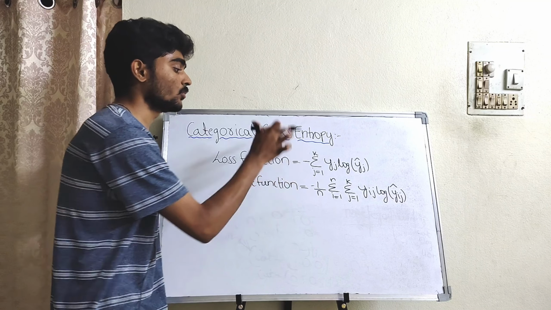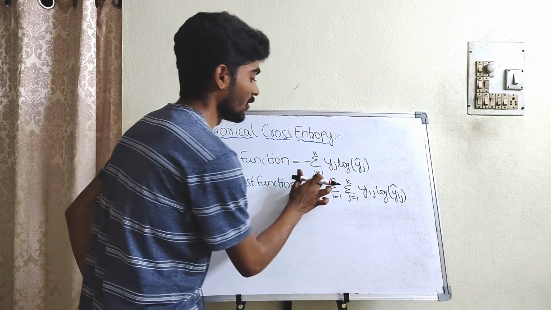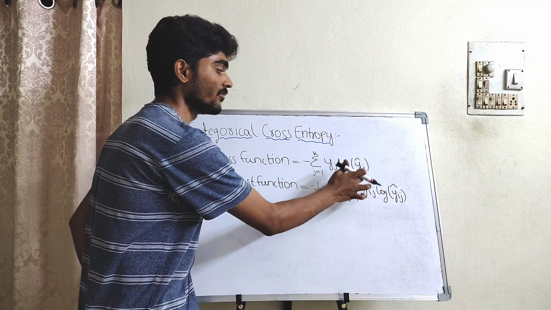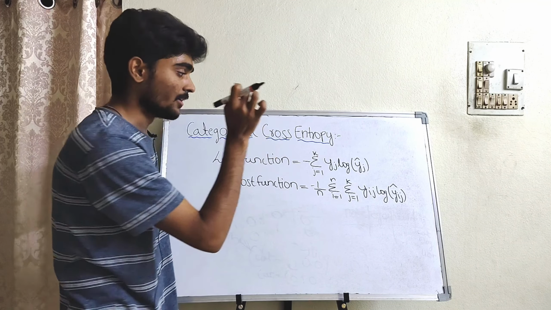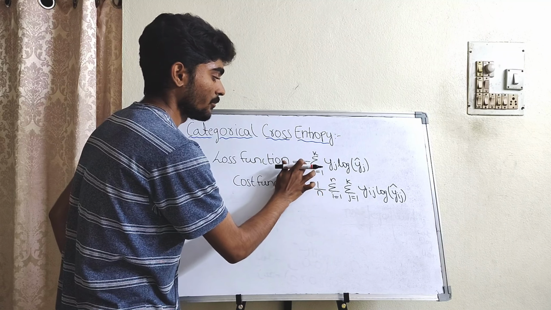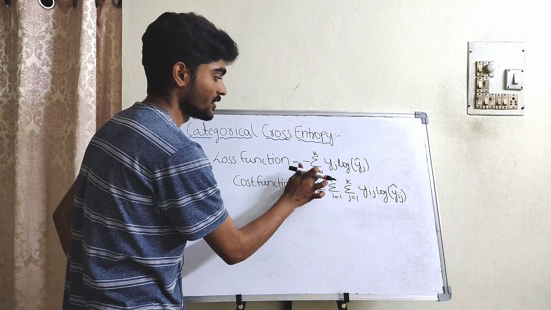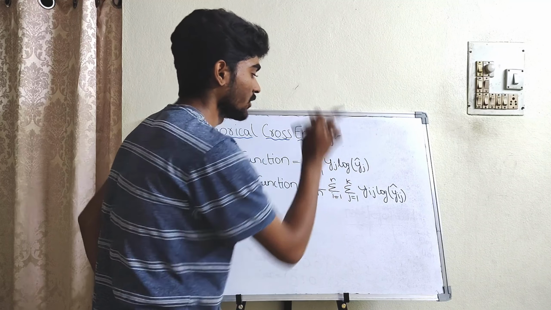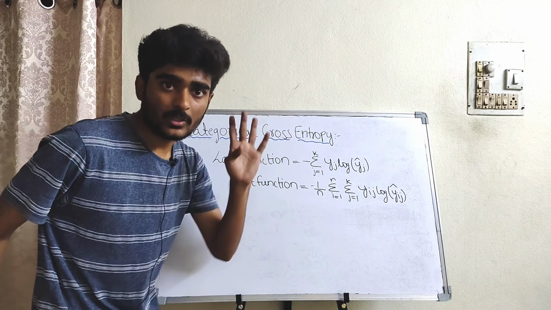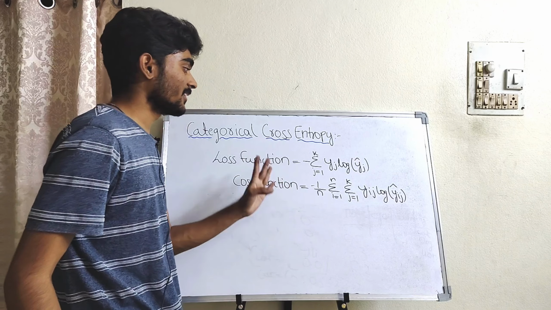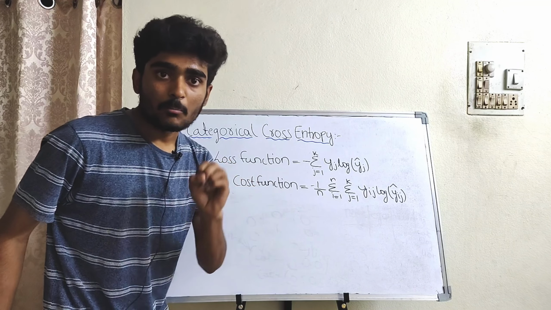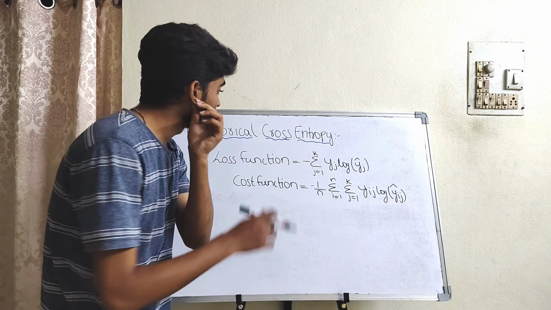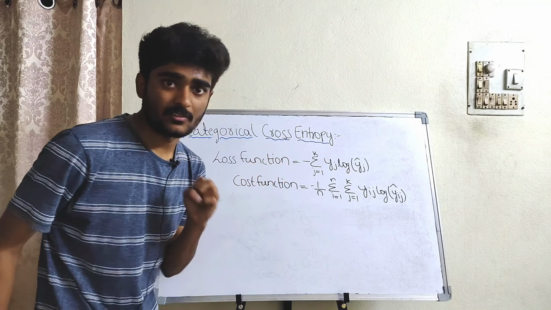The loss function is equal to minus the summation of j equal to 1 to k, yj log yj hat. This k determines the number of classes in your dataset.